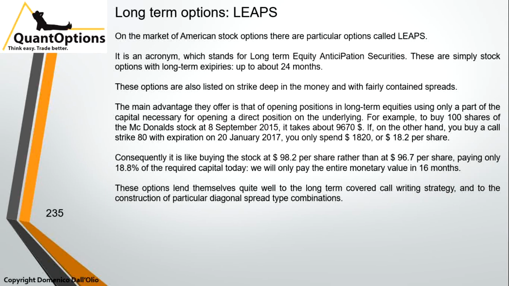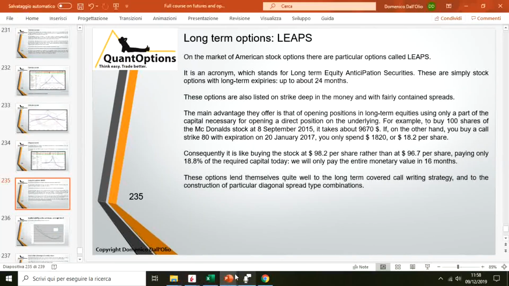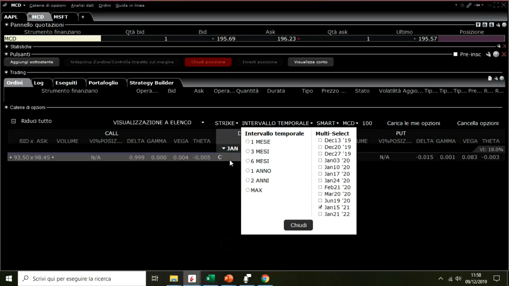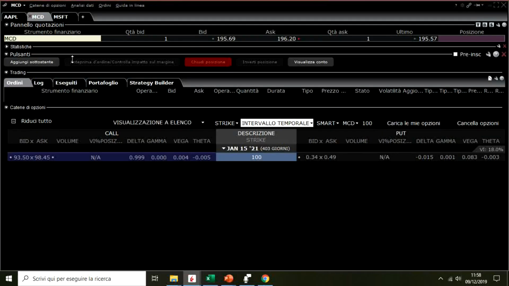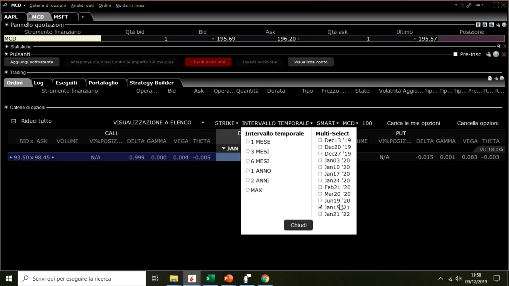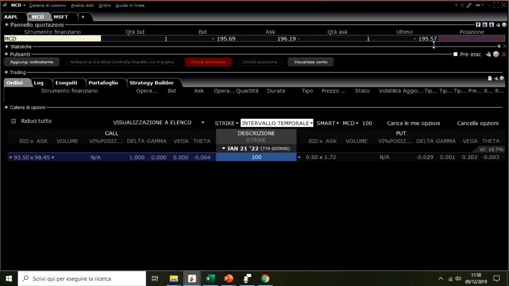The main advantage they offer is that of opening positions in long-term equities using only a part of the capital necessary for opening a direct position on the underlying. Let me show you a practical example out of the presentation. Let's go to McDonald's, just to say. Let's take a long maturity. We could pick January 2021 or even January 2022. Let's pick this. The last close was 195.